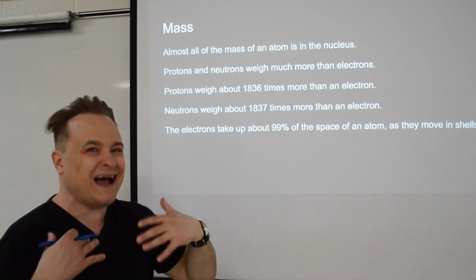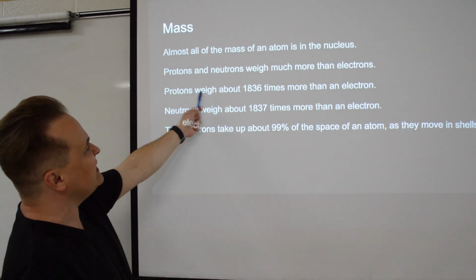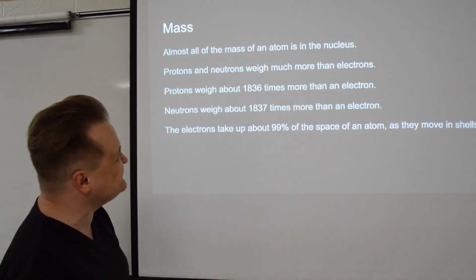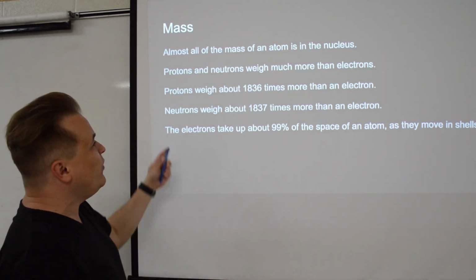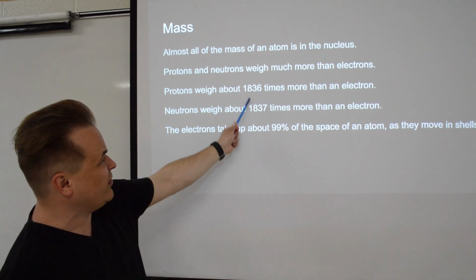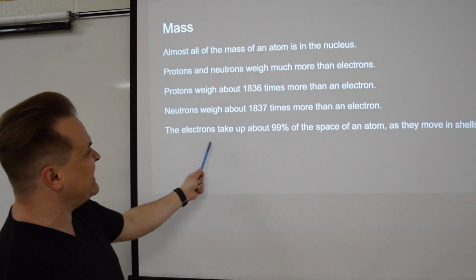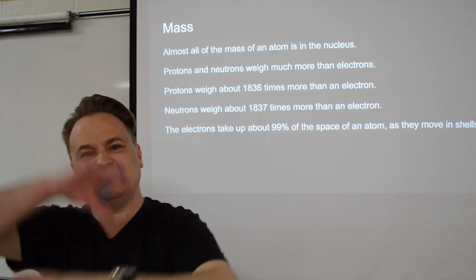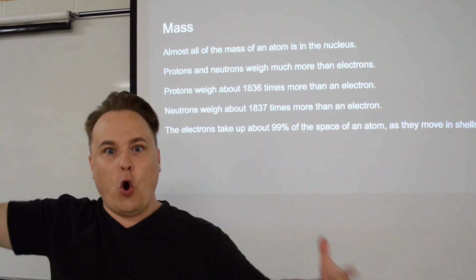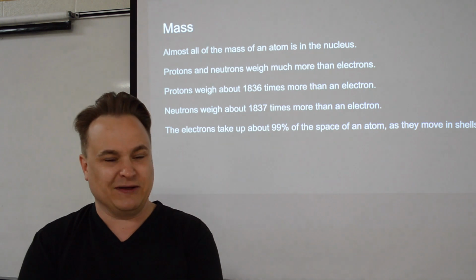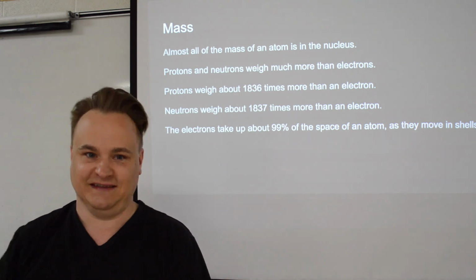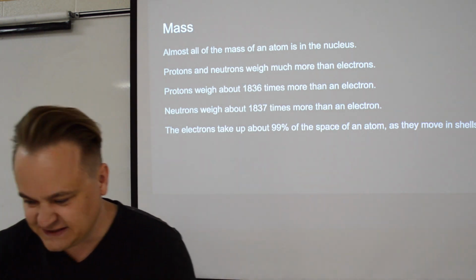So let's look at this slide because I kind of explained it before I read it here. Protons and neutrons weigh much more than electrons. Protons weigh about 1,836 times more than an electron, and a neutron weighs about 1,837 times more than an electron. So an electron is very small compared to these, right? Electrons take up about 99% of the space of atoms as they move in shells. And man, these shells and energy levels and rings that electrons flow in outside the atom, we're going to be learning about that, and it is cool and fun, and students always love drawing the shells and the rings and stuff like that. It's a cool assignment. You'll be doing it very soon.